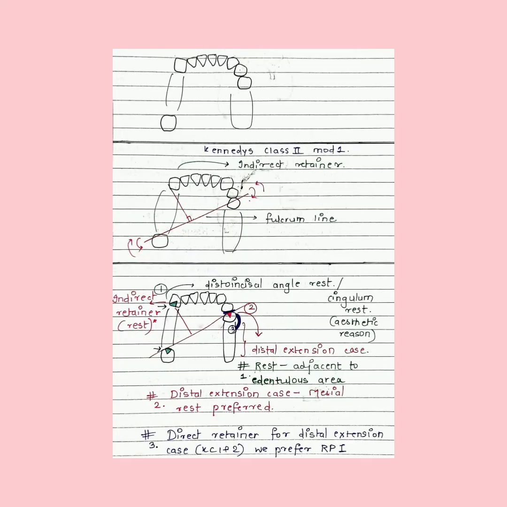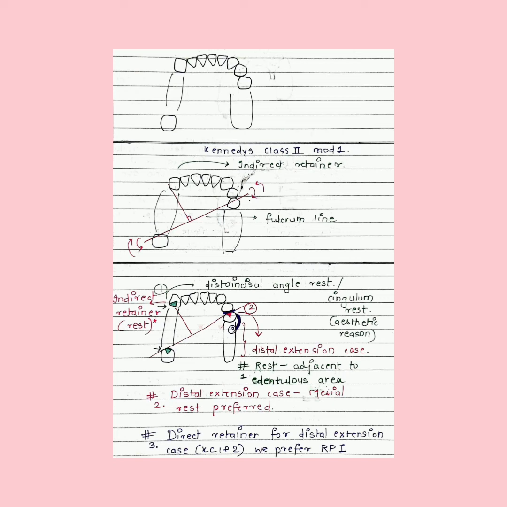Assuming you are well aware of the design principles, we move on to the cases and apply them. Okay, so we have this case of Kennedy's class 2 modification 1. First thing, we draw the fulcrum line, and perpendicular to that gives us the location of indirect retainer. Fulcrum line passes along the last posterior most abutment teeth, and perpendicular to that gives us the location of indirect retainer. As we know, this is a distal extension case, that is, we'll need indirect retainer, yes. So we'll place rest on the canine which is perpendicular to the fulcrum line.